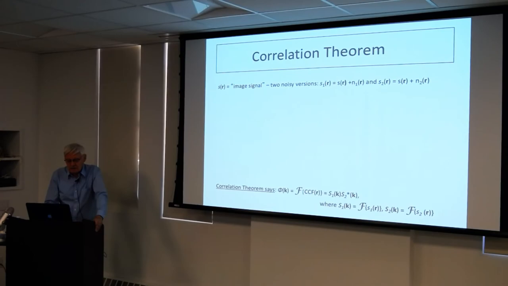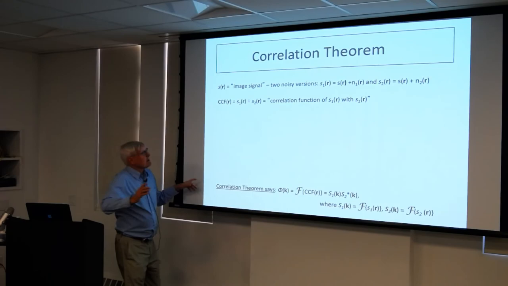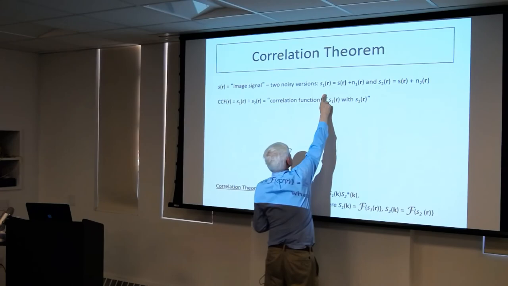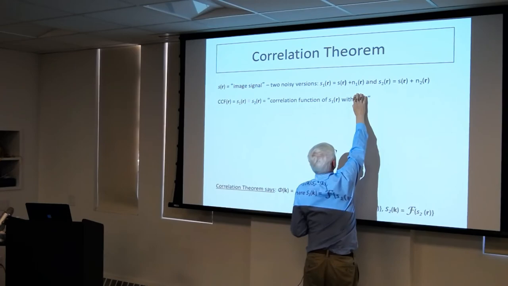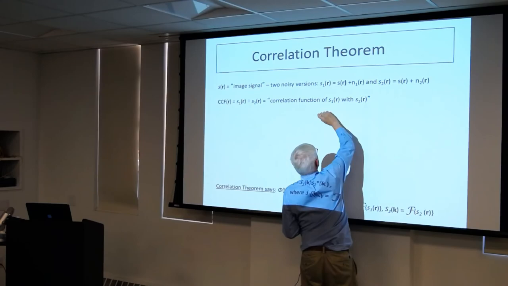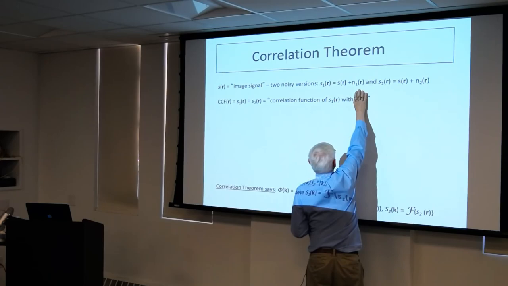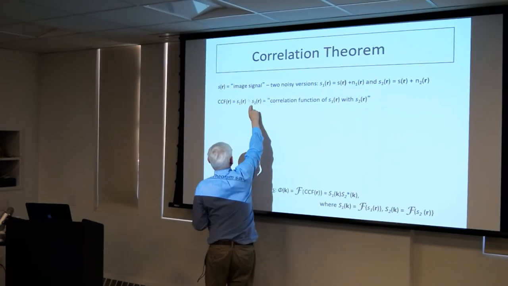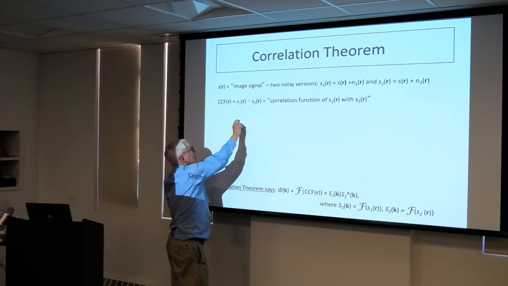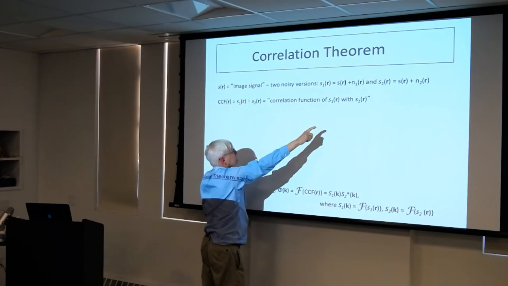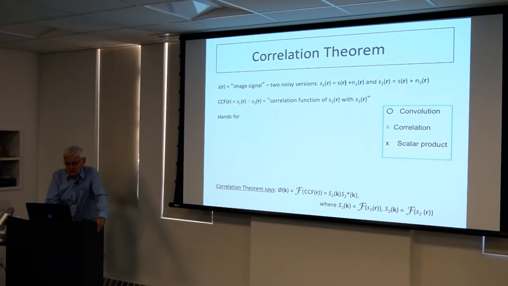So let's say we have two noisy versions of a signal, S1 equal to S plus N1, and S2 equal to S plus N2. So these are different versions of this noise process. And then we use a different symbol here, and we call S1 correlated with S2 the correlation function of S1 with S2. And so what exactly is that? It stands for this.